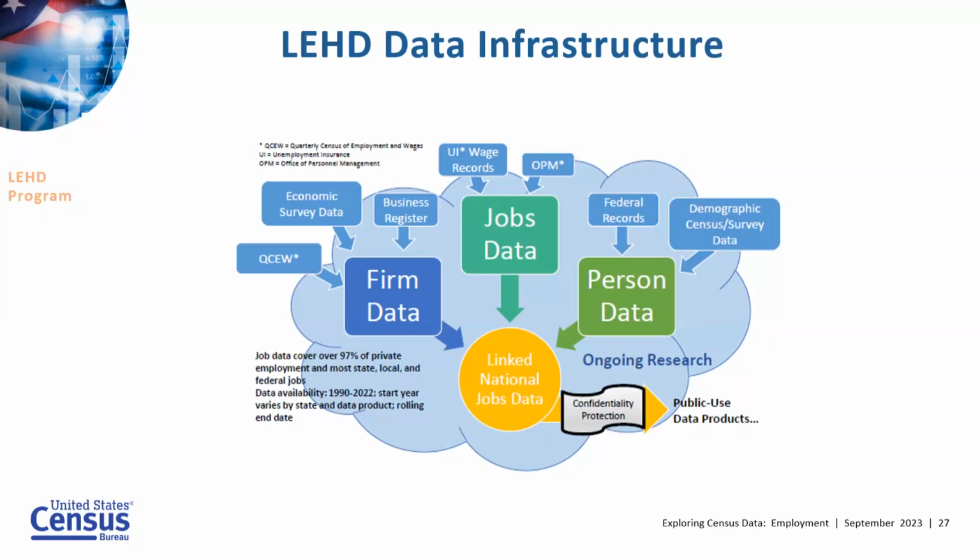The start year varies by state. States send us their quarterly census of employment and wages, or QCEW, which gives us firm data, and their unemployment insurance, or UI wage records, which gives us job data. Then the Office of Personnel Management gives us federal job data, and our person data comes from censuses and surveys.